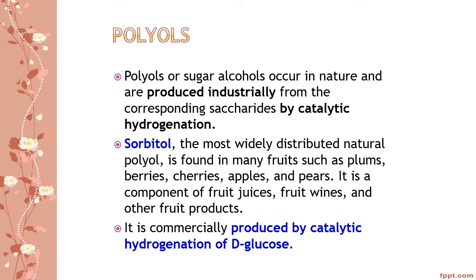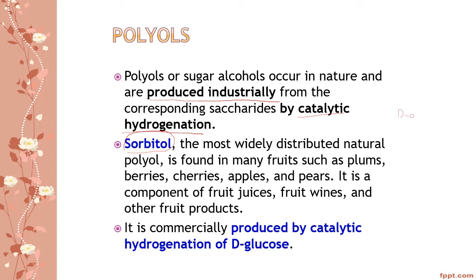Okay, another important carbohydrate derivative is polyols, or sugar alcohols. They occur in nature and are produced industrially from the corresponding saccharide through catalytic hydrogenation. The most widely distributed natural polyol is sorbitol, found in many fruits such as plums, berries, cherries, apples, and pears, and it is a component of fruit juices, fruit wines, and other fruit products. Sorbitol can be commercially produced by catalytic hydrogenation of D-glucose.